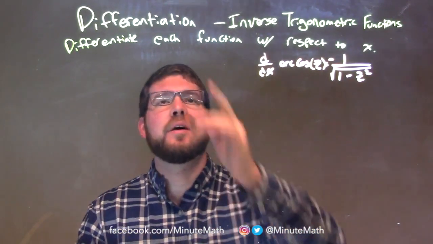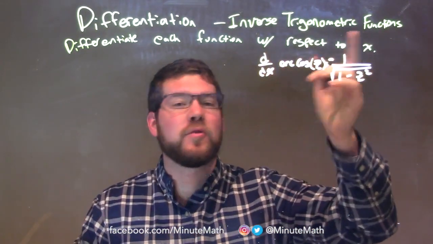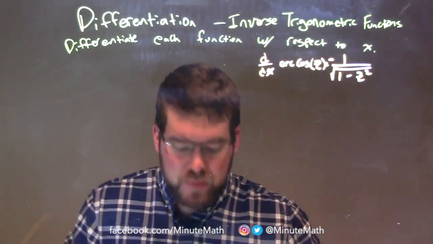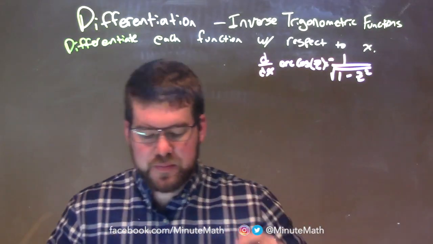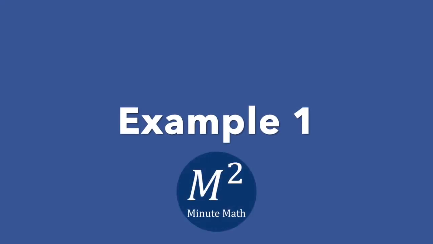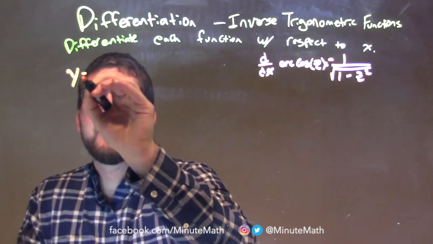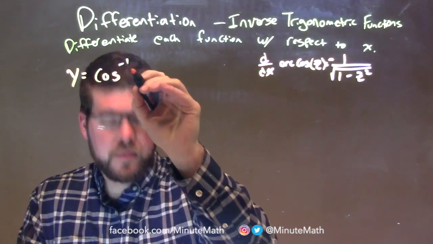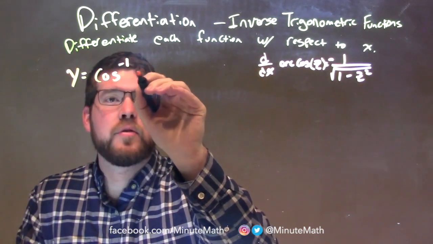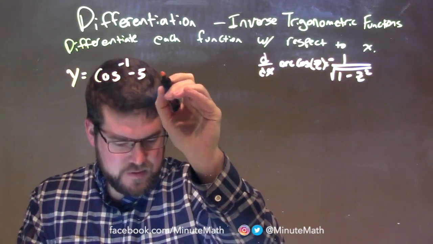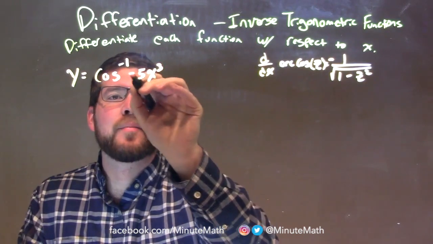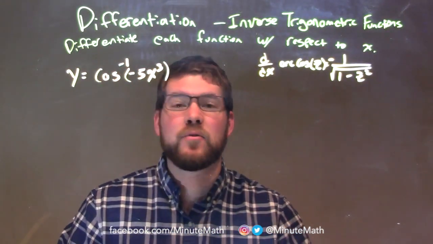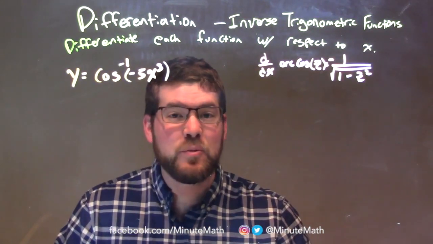And today we're going to learn about differentiation with inverse trigonometric functions. We'll differentiate each function with respect to x. So, if I was given this function, y equals arc cosine of negative 5x to the third power. Okay, so I'm given y equals the arc cosine of negative 5x to the third power. We need to derive that.